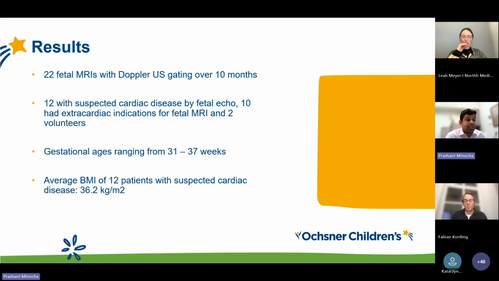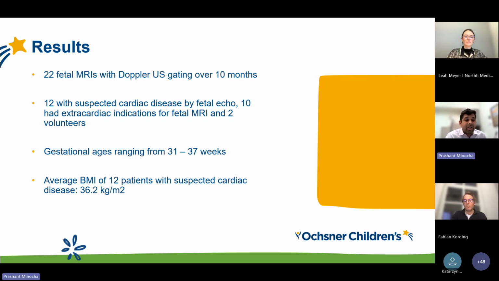We had a total of 22 fetal MRIs with the Doppler ultrasound gating for the 10-month period. 12 had suspected congenital heart disease by fetal echo, and 10 had extracardiac indications for fetal MRI, and we had 2 volunteers. Gestational ages ranged from 31 to 37 weeks.